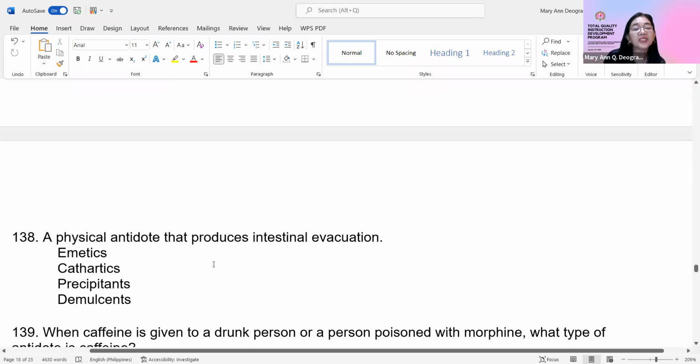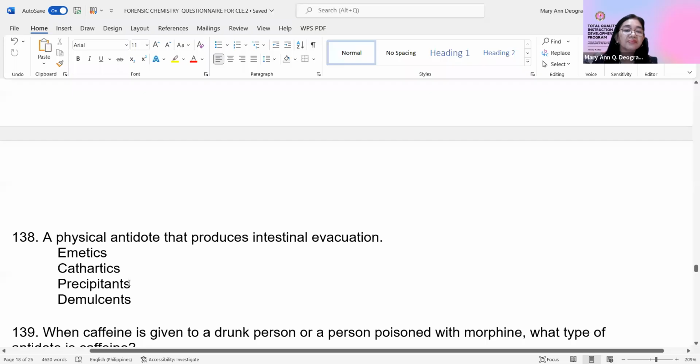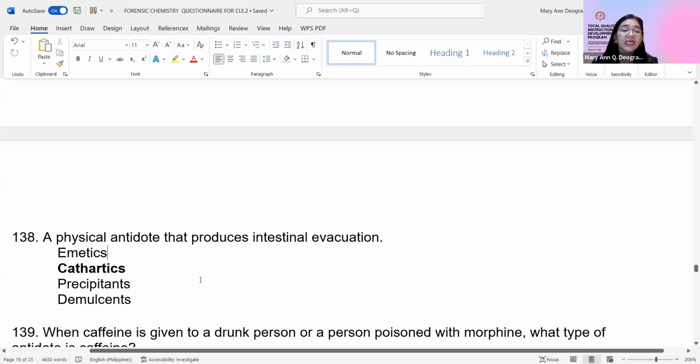A physical antidote that produces intestinal evacuation. Lalabas lahat yung laman ng tiyan. Emetics, cathartics, precipitants, demulcents. Intestinal evacuation. Cathartics is, example nito is catheter. Pag pinasukan ng catheter yan, what will happen? So, ang sagot natin is cathartics. Emetics is a substance that induces vomiting. So, mag-vomit ka dyan, but not all the intestinal content will come out. So, ang cathartics kasi, talagang palalabasin niya lahat yan.